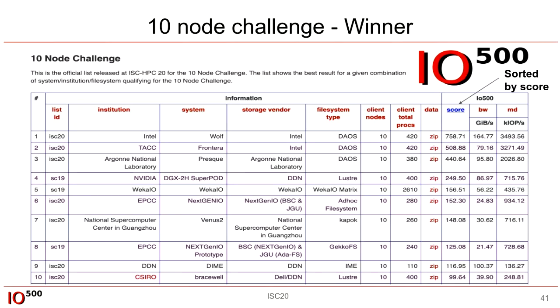So overall, not too surprisingly, considering that they won both of the sub competitions, the Intel system has won yet again for the 10 node challenge with a total score of 758. And if we look back at some of the older lists, even though this is only on 10 nodes, that's dramatically higher than some of our early lists. So this is a really huge improvement in performance.